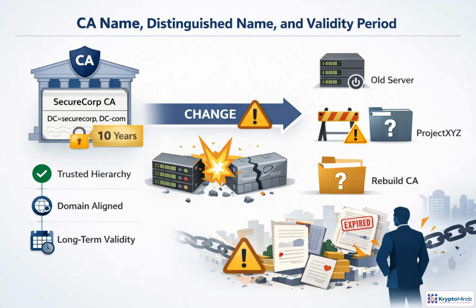Your CA's name, distinguished name, and validity period become its identity in every certificate chain it issues. Choose a common name that's descriptive, stable, and aligned with your organization's naming standards, not a project nickname or specific server name. Align the distinguished name with your AD domain so it appears legitimate in audits and tools. Set a validity period that matches the intended lifetime of the hierarchy so you avoid premature CA rebuilds.